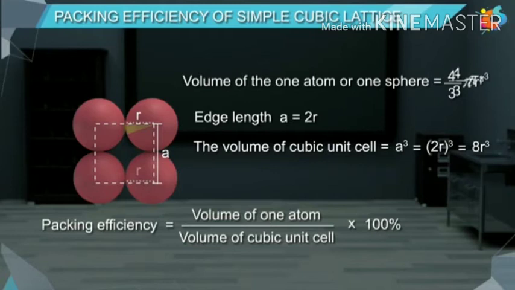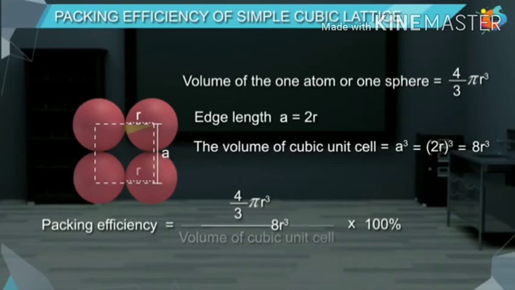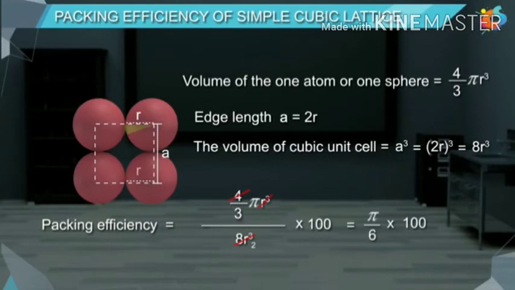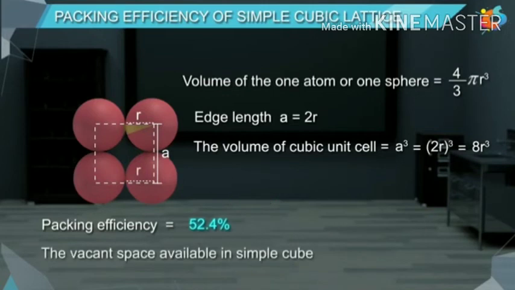Packing efficiency is equal to 4/3 pi r cube divided by 8r cube into 100, which is equal to pi/6 into 100. Packing efficiency is equal to 52.36%, which is equal to 52.4%. The vacant space available in a simple cube is equal to 100 minus 52.4%, which is equal to 47.6%.